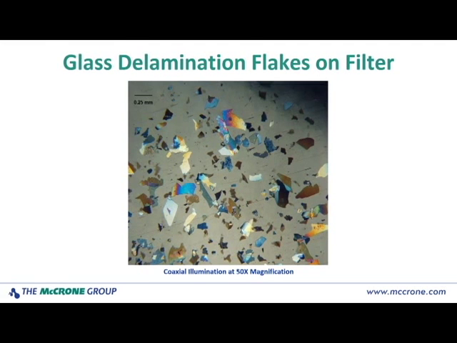Here we have a polarized light microscopical image. This is taken with coaxial illumination at 50 times magnification, and this shows glass delamination flakes on a filter. The colors that you see are thin film interference colors, and this indicates that you have delamination flakes of several different thicknesses present.